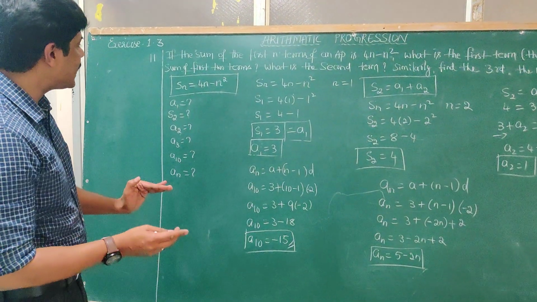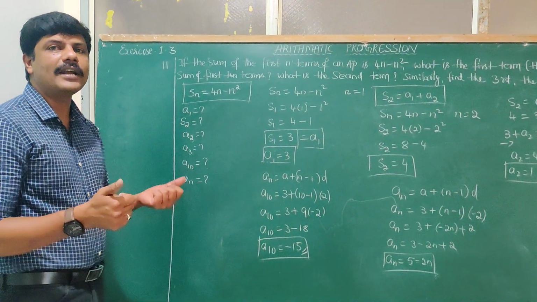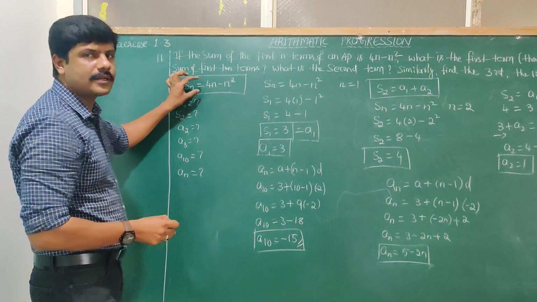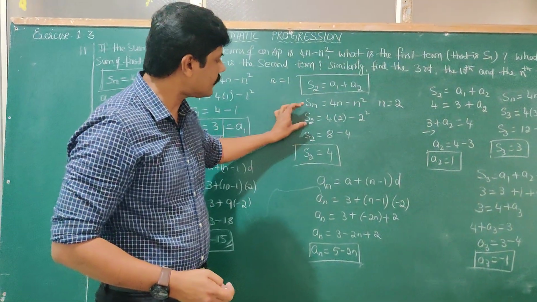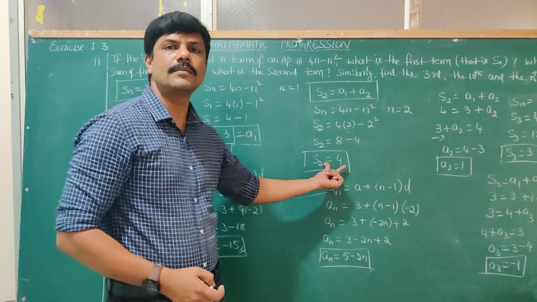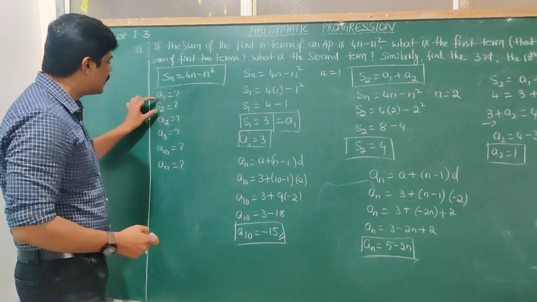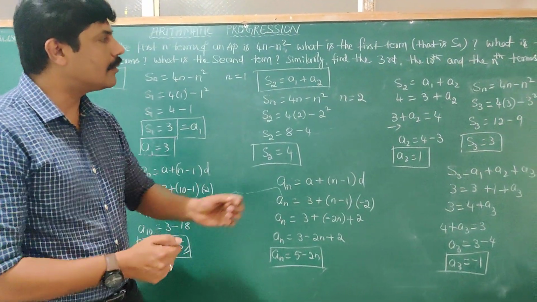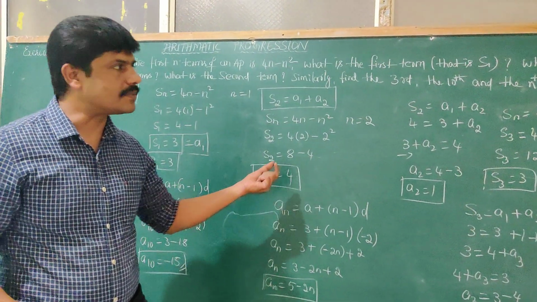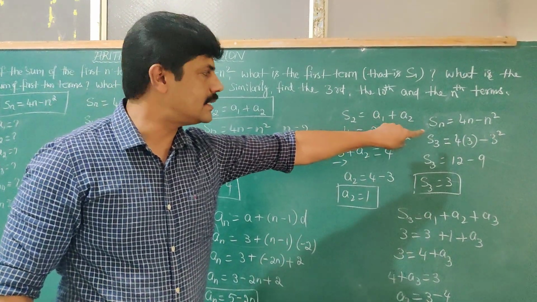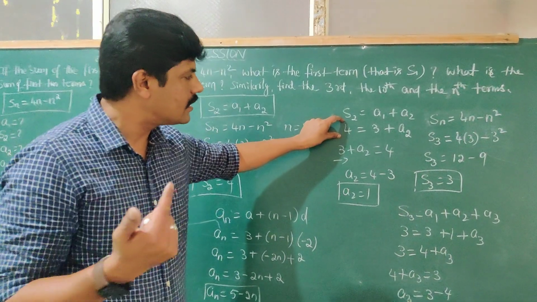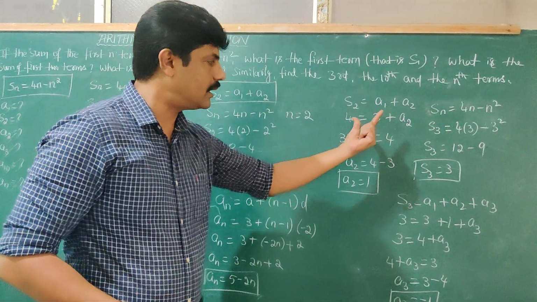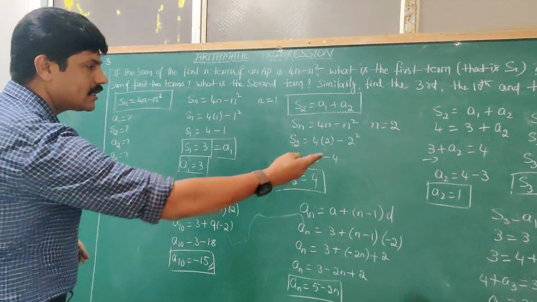Now second question, what is asked? S2. How do you find the sum of two terms? Just substitute directly n is equals to 2. When you substitute, you will get S2 is equals to 4. Sum of two terms you have got. Next, what is asked? Second term. How do you find the second term? Sum of two terms means first term plus second term. Sum of two terms value you know, substitute that. First term also you know, then easily find the second term with this condition. Second term we got, A2 is 1.